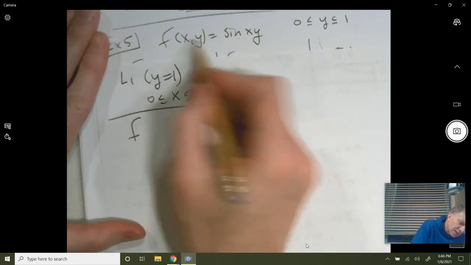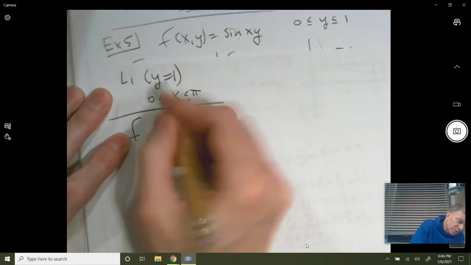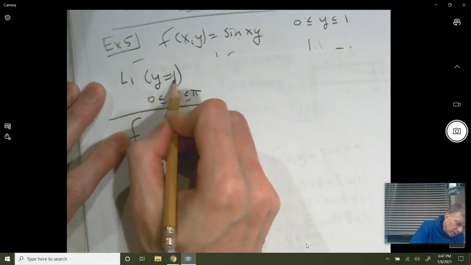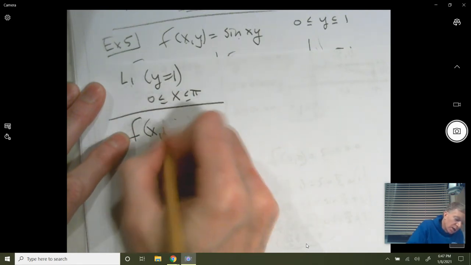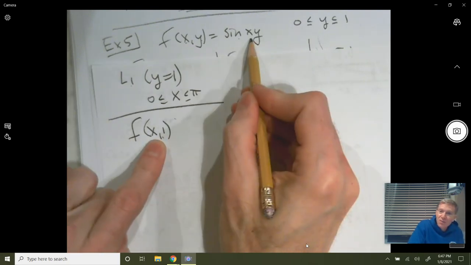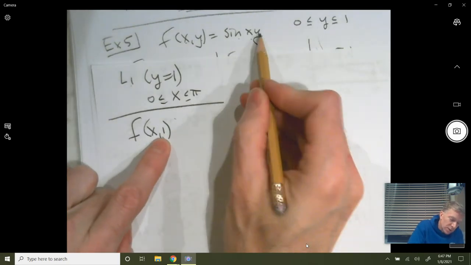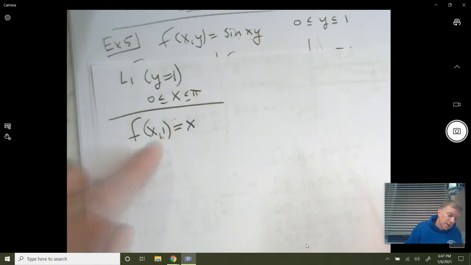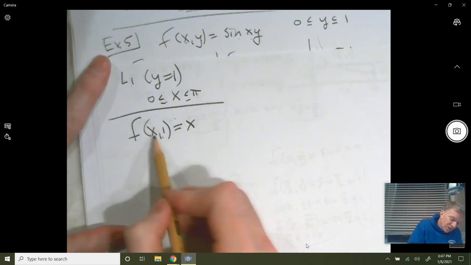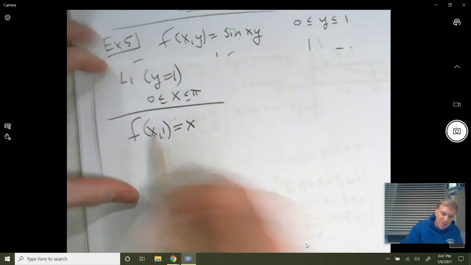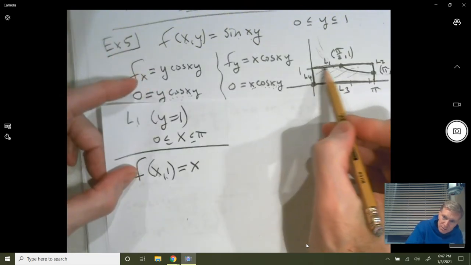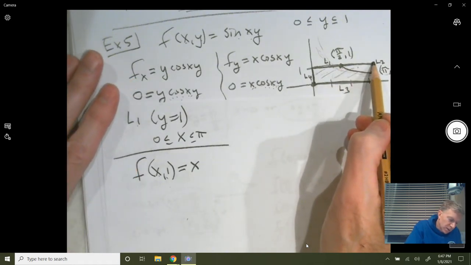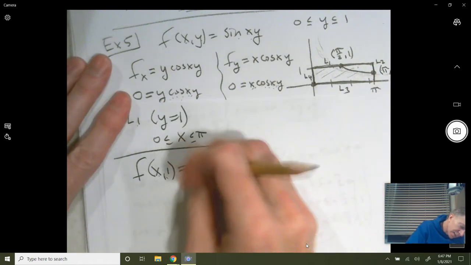Our function f of x comma y, but we can simplify that because we know everywhere along this boundary line, the y value is 1. So we can call it f of x comma 1. We also can simplify our function because we know y is always 1. So it's always going to be sine of x times 1. Okay. Now we have to know this function along this top boundary line, where is it maximized? Where is it minimized? Okay. Oh, sorry, that's not x. That's sine of x.